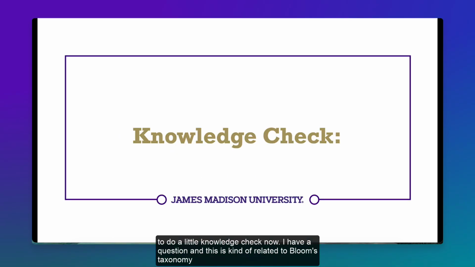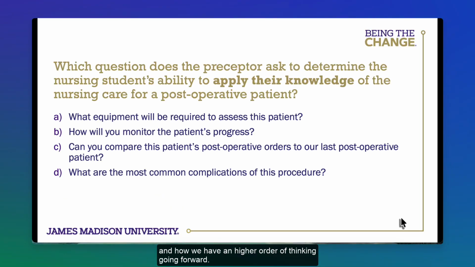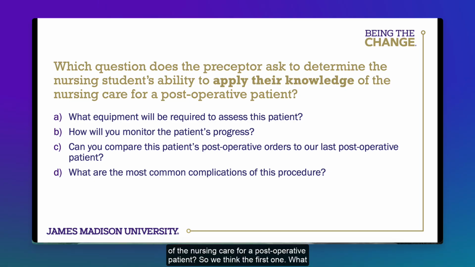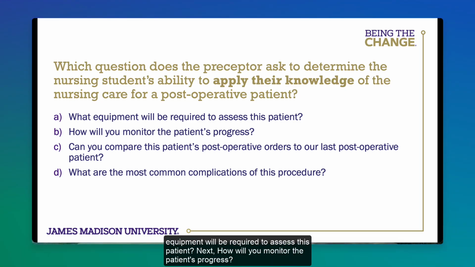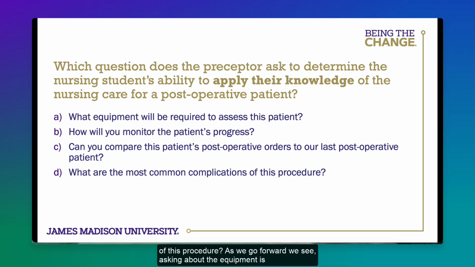We're going to do a little knowledge check now. I have a question, and this is related to Bloom's taxonomy and how we have a higher order of thinking going forward. So, which question does the preceptor ask to determine the nursing student's ability to apply their knowledge of the nursing care for a post-operative patient? The first one, what equipment will be required to assess this patient? How will you monitor the patient's progress? Can you compare this patient's post-operative orders to our last post-operative patient? What are the most common complications of this procedure?